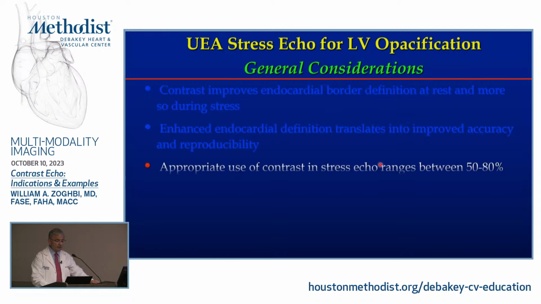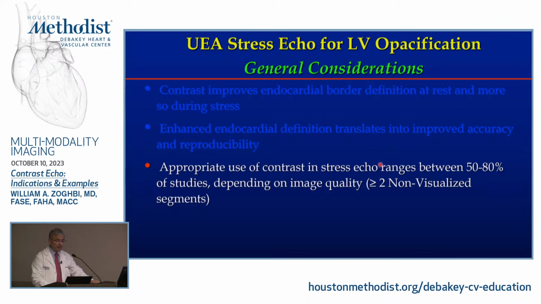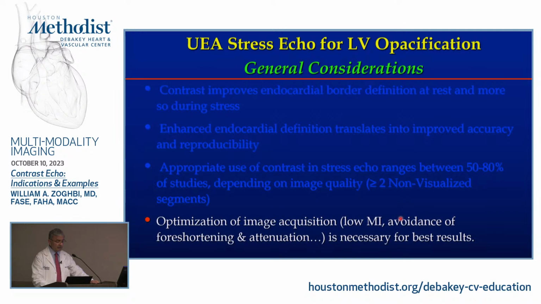It translates into improvement in accuracy. Appropriate contrast, at least in our opinion, in our lab, is between 50 and 80%. It's not 100%. And it's not zero either. And it's not 30% either. So it also depends on the population that you see. If you're maybe at the VA hospital, with lung disease and other things, you may have to use more contrast. So it really depends on the situation.